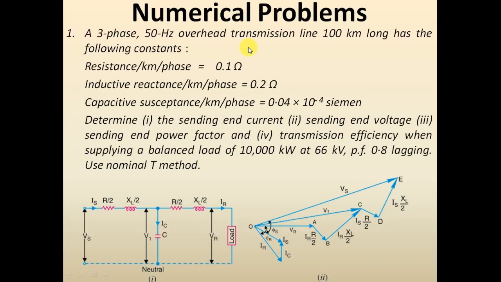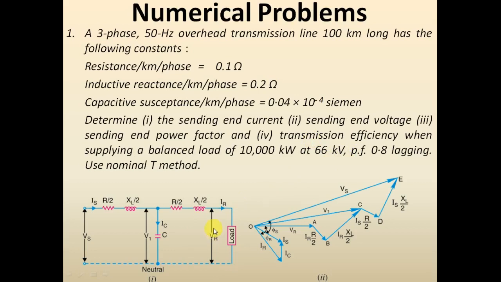Even though the overhead transmission line given in this problem is a three-phase system, we always work in phase values rather than line-to-line values. That can be very clearly seen from this equivalent circuit. In this question, the three-phase voltage given is actually the line-to-line voltage. Since there is no specific mention about the three-phase connections, whether it is star connected or delta connected, by default we can consider it as a star connection. So this value of 66 kV is actually the line-to-line voltage in the case of star connection.